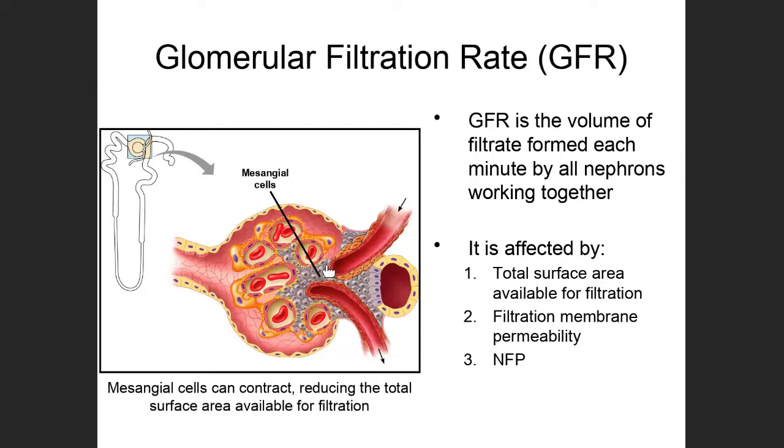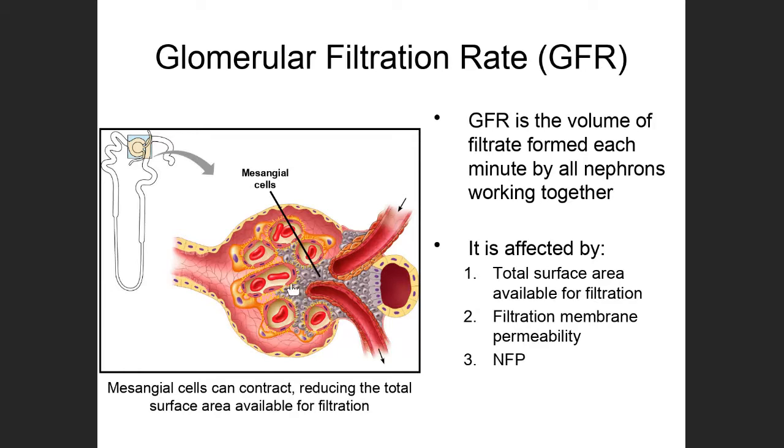These are what are known as mesangial cells, and they are capable of contracting. When they contract, they put pressure on the walls of the glomerulus and collapse those walls to some extent. That can decrease the surface area available for filtration, because remember, it's across the walls of the capillaries that filtration is occurring. So if these cells are contracting, they can decrease the surface area for filtration. If they are relaxed, they can increase the surface area for filtration.